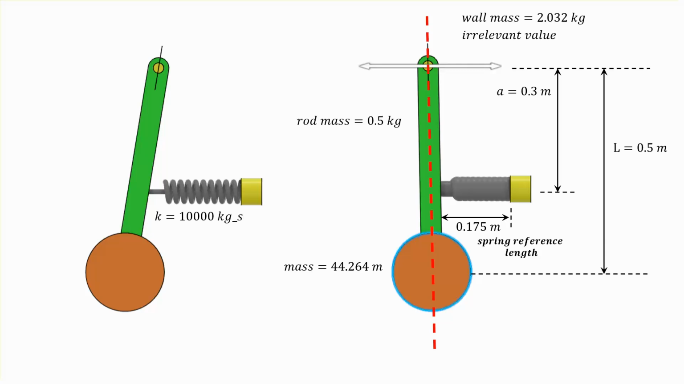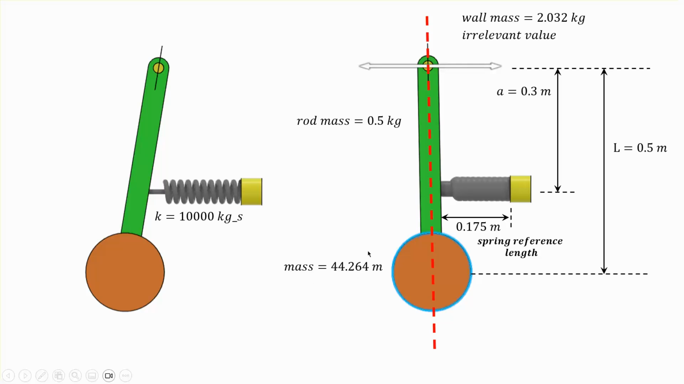So here's the situation. The equilibrium position of the pendulum is the vertical position, and that is why the reference length of the spring, meaning the unstretched length of the spring, is 0.175 meter, okay? And it's located at 0.3 meter from the pivot point, and the length of the spring is 0.5.